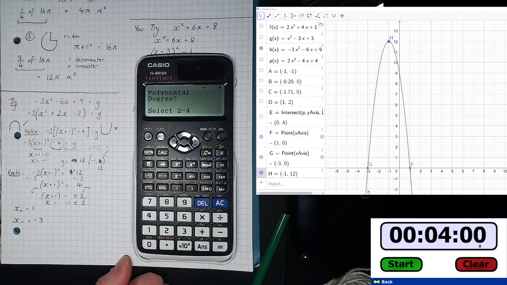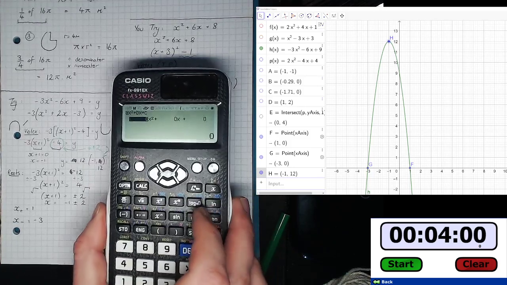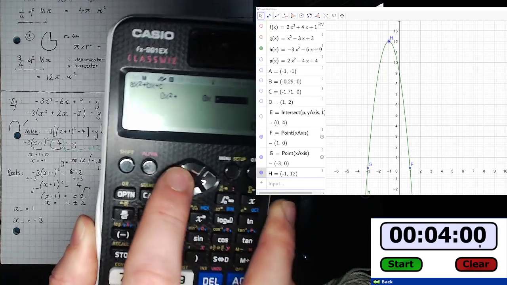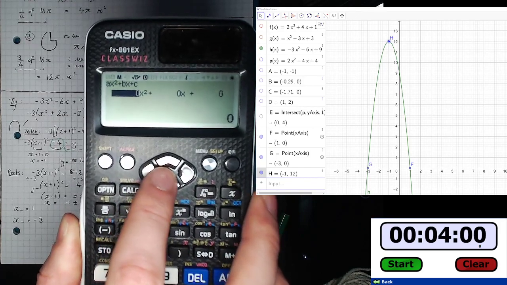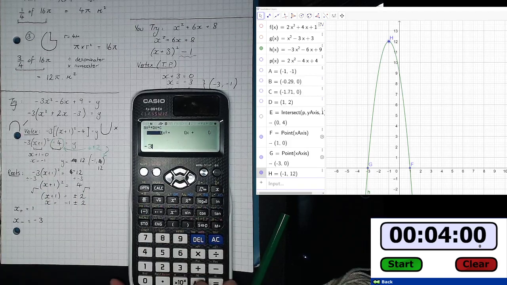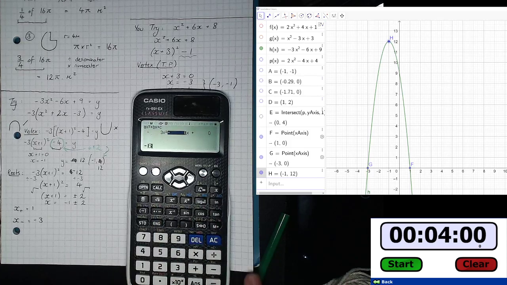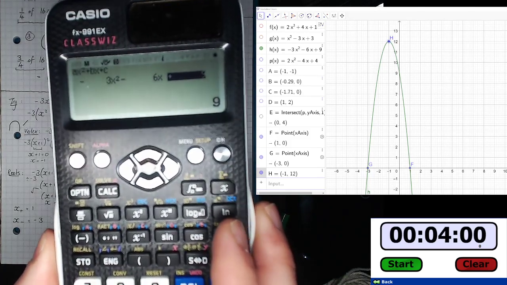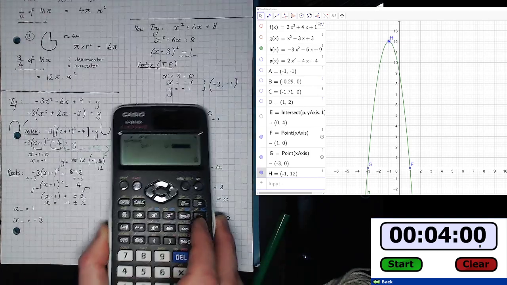It's asking us what degree have we got. It just means, do we have a quadratic, a cubic? We want to type in the highest power that we've got, and the highest power is a 2. So then, hopefully you can see that it's given us some boxes for us to fill in the values of a, b, and c in our quadratic. So let's do that for this one. We had -3, -6, and 9. So you can see in my quadratic there, we've typed in those 3 numbers.